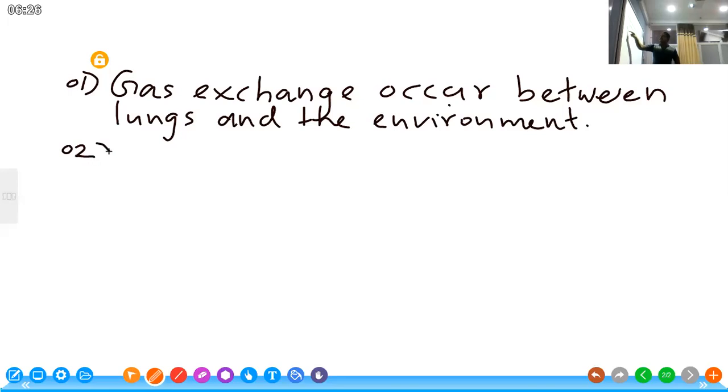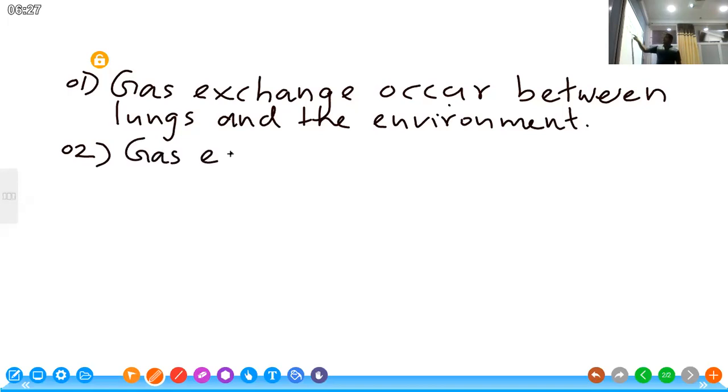Second stage, the inhaled air taken by the lungs is given to blood, and carbon dioxide is taken by the lungs from the blood. So there is a gas exchange occurring between the blood capillary and the alveoli. As I told you earlier, the alveoli sac or the alveoli wall is the respiratory surface of humans. So there is a gas exchange in the alveoli.